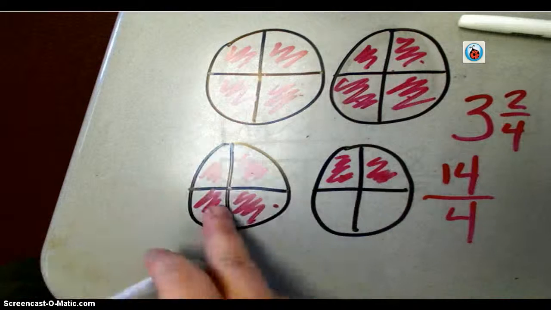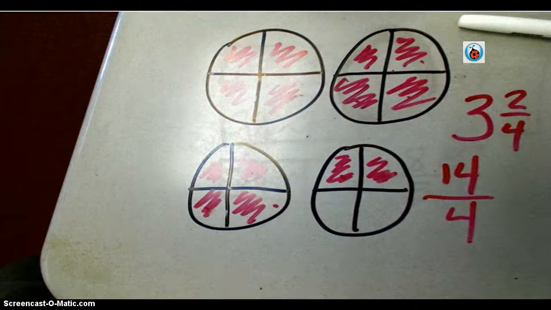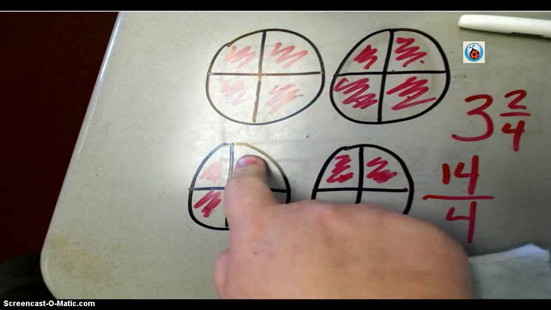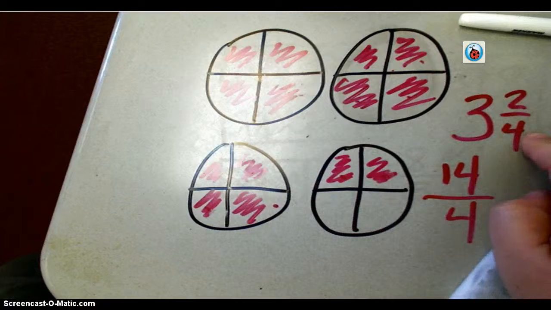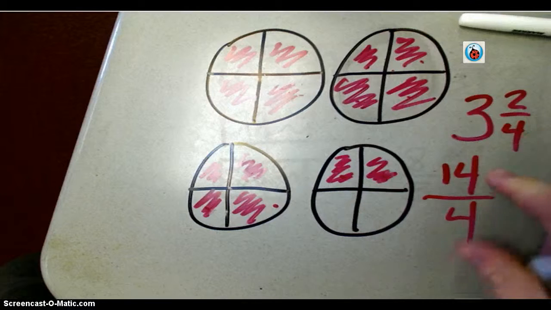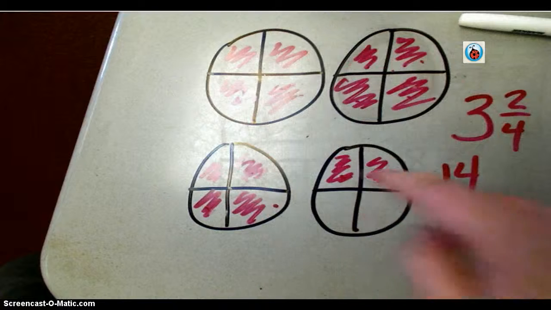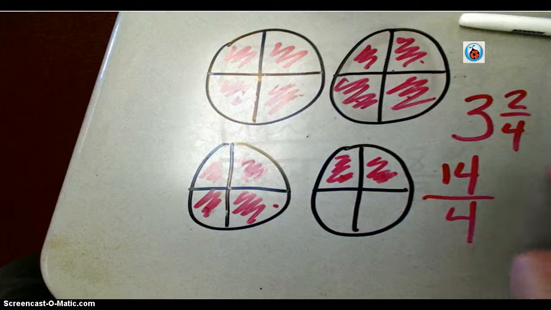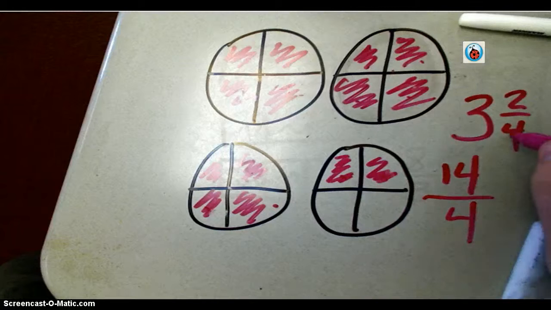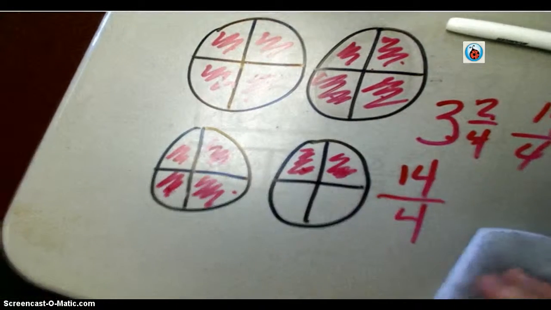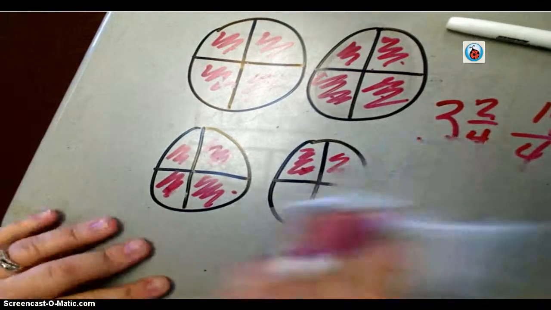Always start by counting your wholes, because if you think of a mixed number, you have a whole and you have a part. So always look at your wholes first, count those, do your fraction part, then you can always convert this to an improper fraction. If counting the shaded ones and then figuring out how many parts there are doesn't make sense to you, just convert this to an improper fraction. 4 times 3 is 12, 13, 14, keep the same denominator. Okay? Alright, you'll get it.